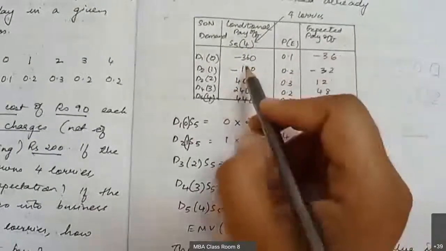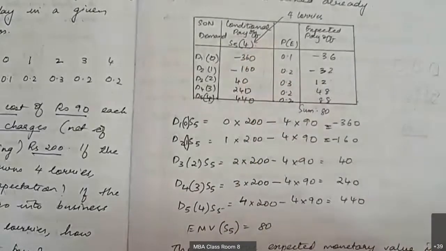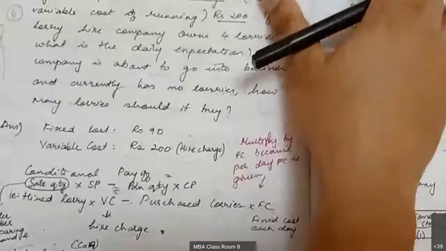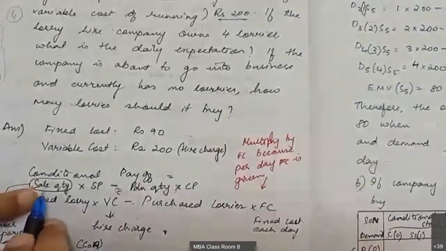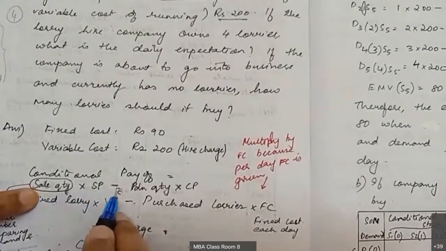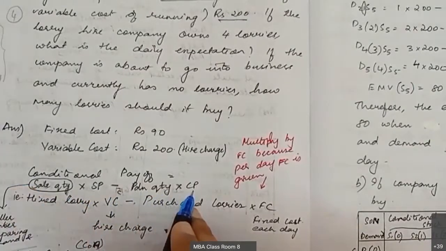We have already told, no? This is the conditional payoff. What was our formula for conditional payoff? Who can tell me? Yesterday we saw it. The formula is: sale quantity into selling price minus production quantity into cost price. For all these types of problems, the formula will remain the same.